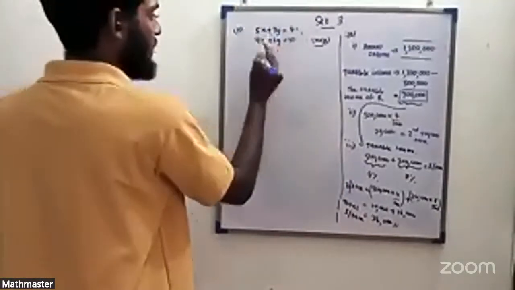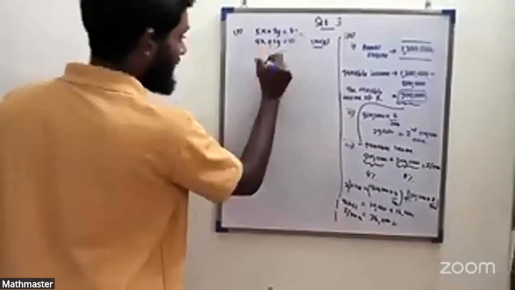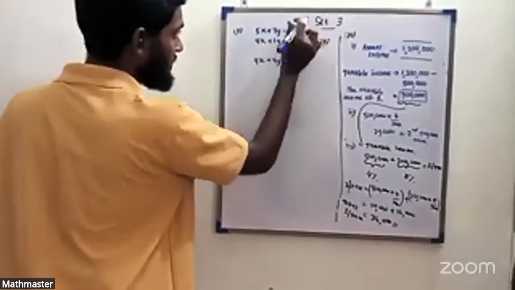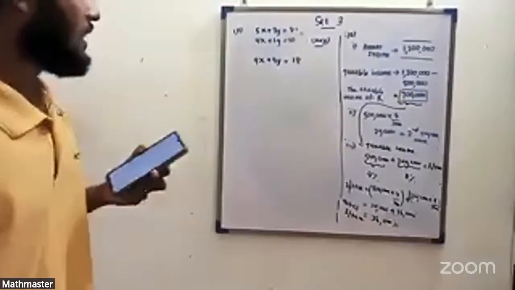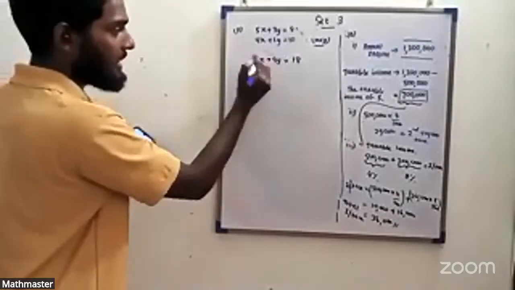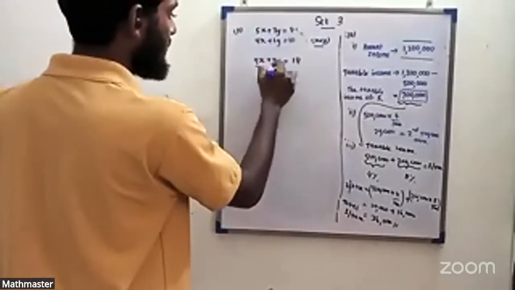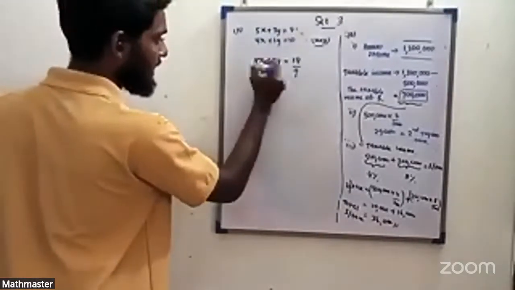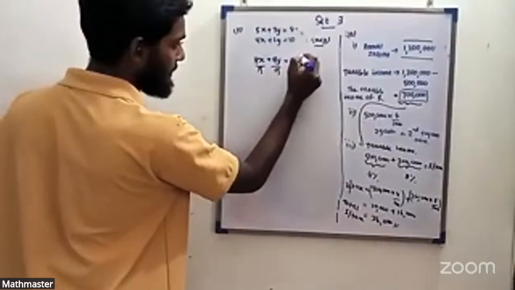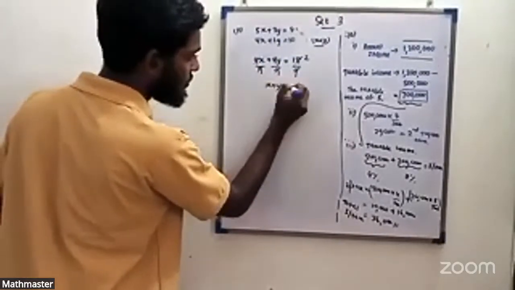5x plus 4x, that is 9x. 3y plus 6y, that is 9y, equals 10 plus 8, that is 18. Now can you see this? x plus y is there, but 9 is a common factor. So how to remove 9 here? Just divide by 9. Now 9 cancels, 9 cancels, 9 times 1, 9 times 2. x plus y at once you can get as 2. This is the answer.